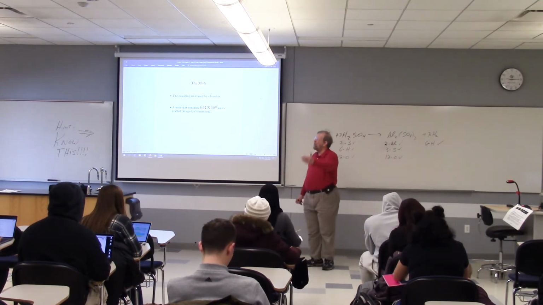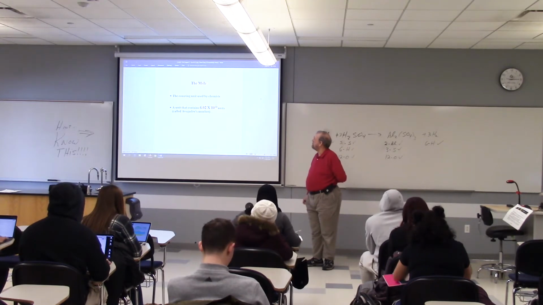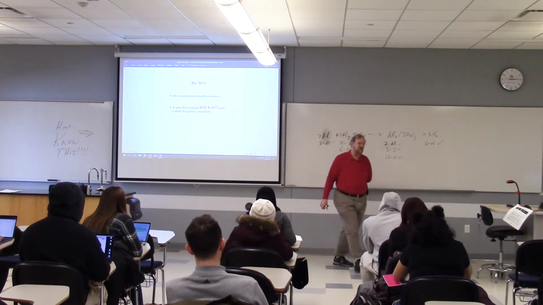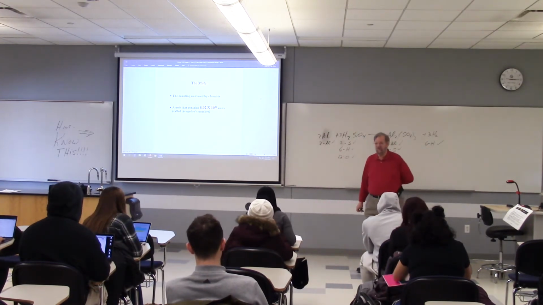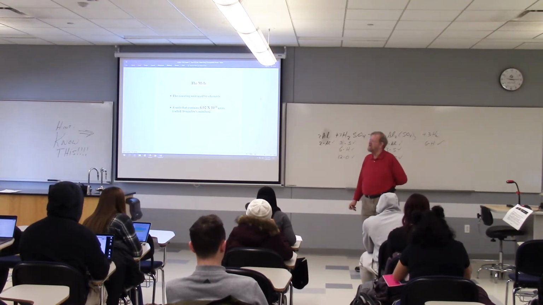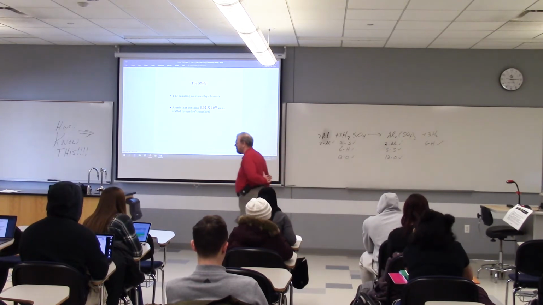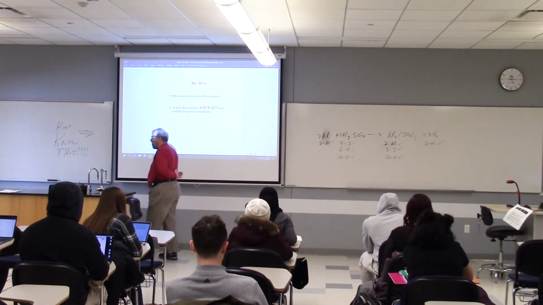Now, one definition of a mole is, a mole is a unit that contains 6.02 times 10 to the 23rd units. That means if I had a mole of eggs, I'd have 6.02 times 10 to the 23rd, which is a lot.